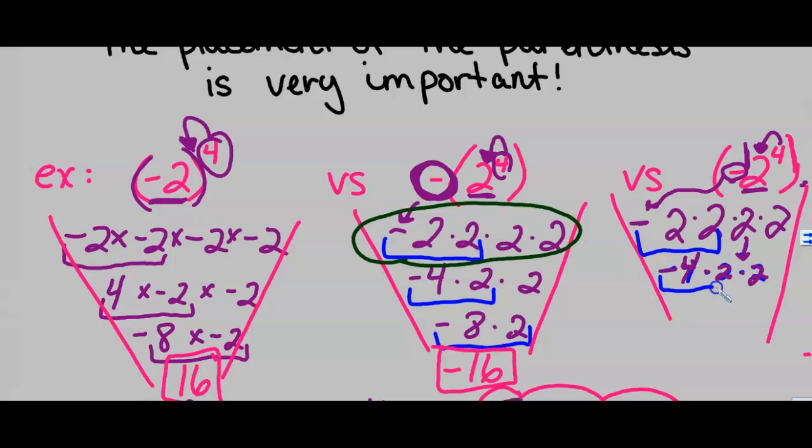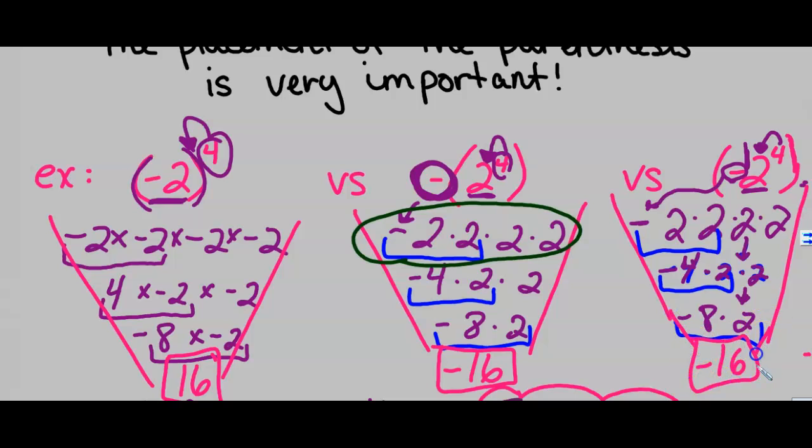All right, so now we have negative 4 times 2. That leads us to negative 8. And then we got that one more 2 that falls down. We didn't touch him, so we got to include him. And then we got negative 8 times 2, and that is how we once again get negative 16.